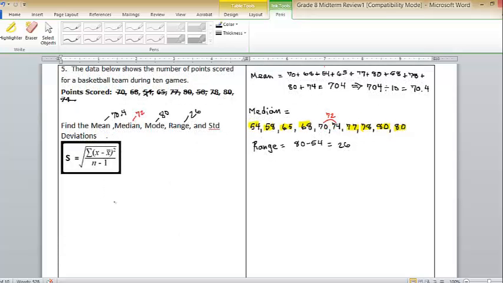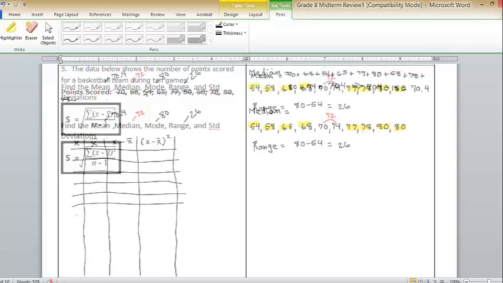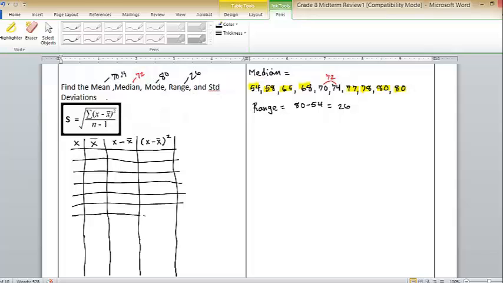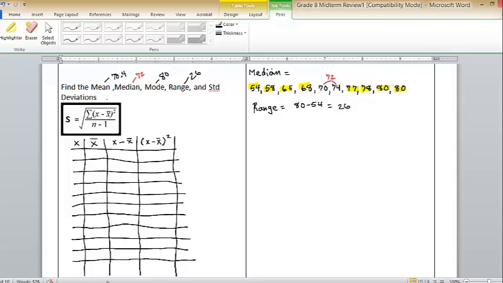Standard deviation, we're going to use this formula. It says S is equal to the square root of the sum of (x minus x with a bar on top) squared, divided by n minus 1. X is our data. X with the bar on top, that's our average or our mean. And n represents the number of data that we have. In this case, we have 10 pieces of data.